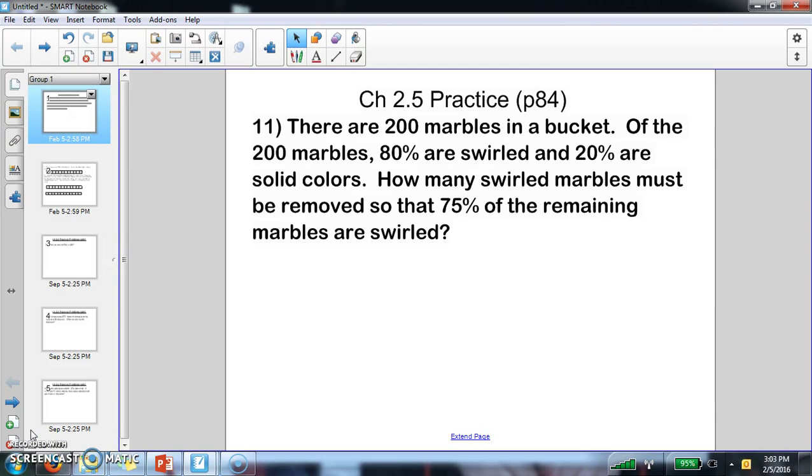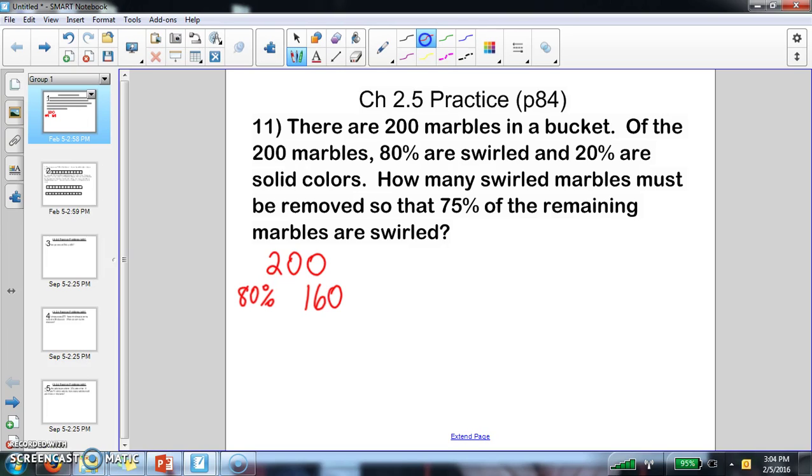So if we think about where we are, we have 200 marbles. If we think about the fact that 80% of 200 would mean that 160 are swirled, and then the 20% would mean that 40 are solid. And we want to make it so that that ratio now becomes 75% to 25%.